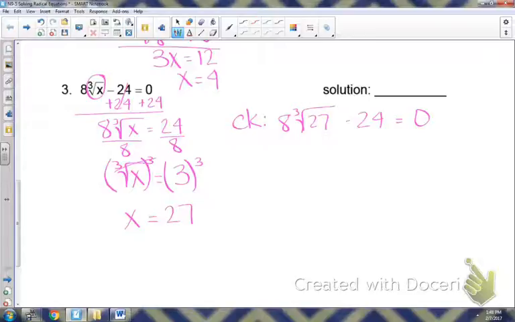So the cube root of 27 is 3. 8 times 3 would give you 24 minus 24, which does equal 0. So that is the correct solution. X equals 27.